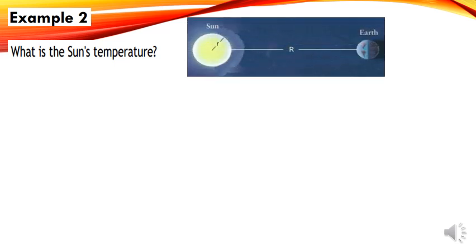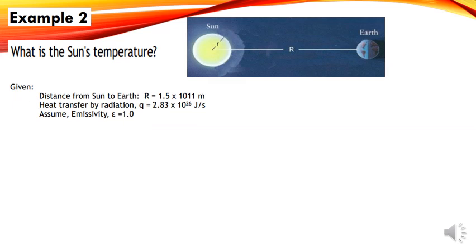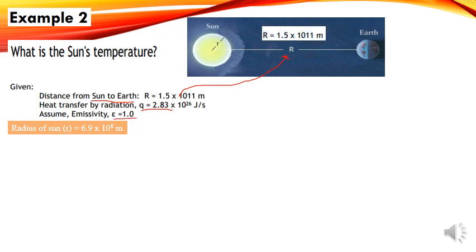Let's do example 2, which is also an easy peasy example. The question asks about the temperature of the sun. This is the diagram and the information given here. The distance from the sun to the earth is given, and Q is given, the emissivity is given, and also the radius of the sun is given. So how can we get the temperature of the sun?